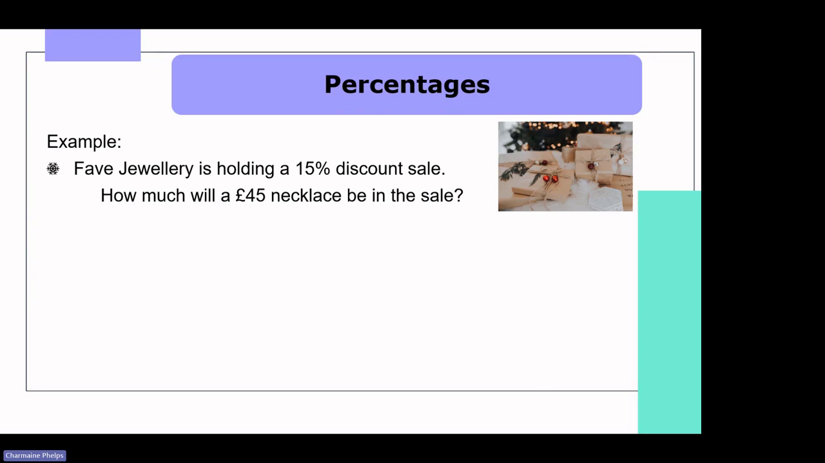So we're going to look at percentages. So here's an example. So I'm going to give a gift of some jewellery. Fave Jewellery is holding a 15% discount sale. How much will a £45 necklace be in the sale? And I'd like to invite you to either tell me in the chat or crumbs, I've got no idea how to work this out. Oh, somebody is straight in there with an answer.